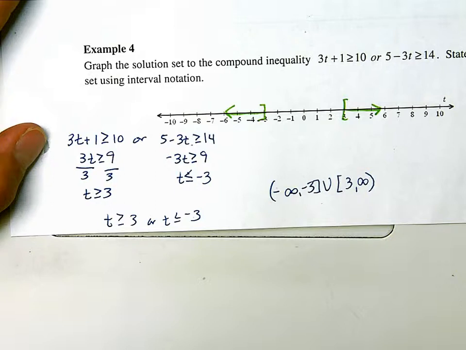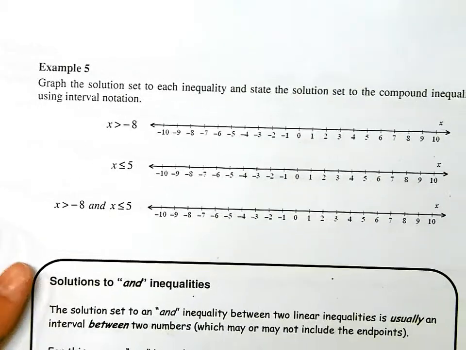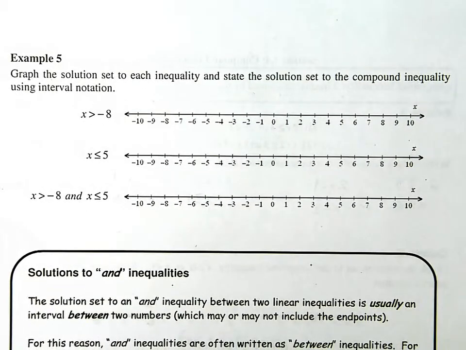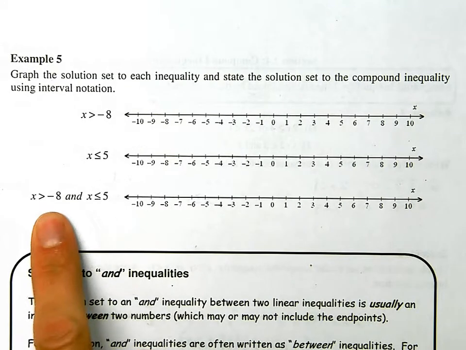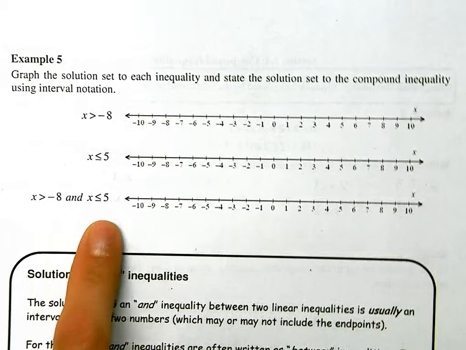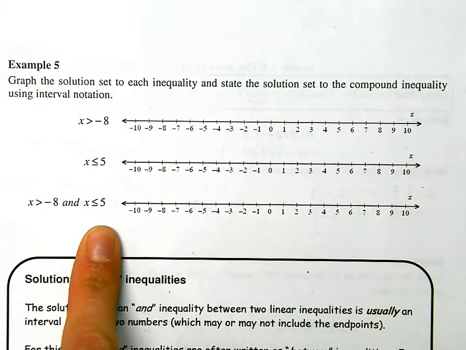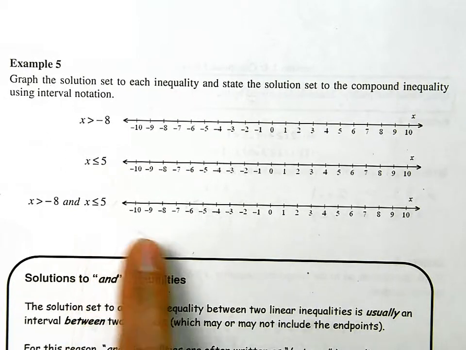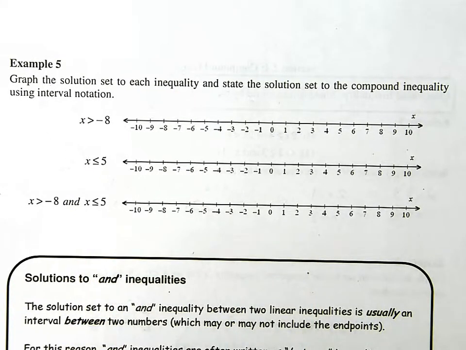So let's look at this. What I'm asking is for us to graph x is greater than negative 8 and x is less than or equal to 5. There's some forethought that needs to go into this, especially if you're using pen. Because when we graph this, our number line at the end should only have the solutions. We can't use one color and another color. I'll talk about that in a second.